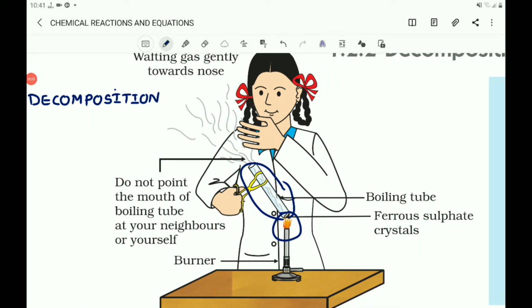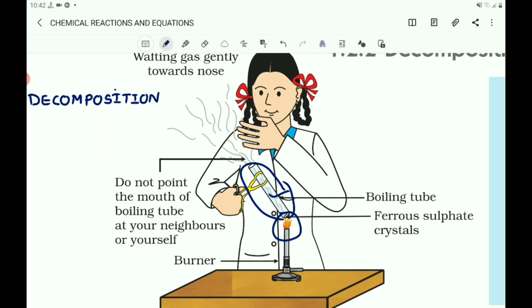Ferrous sulfate crystals are light greenish originally. After heating, ferrous sulfate becomes brownish. Here originally it is light greenish in color. After heating, what happens? It becomes brownish, and that is due to the formation of ferric oxide.